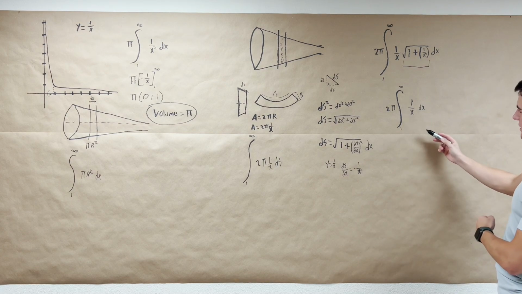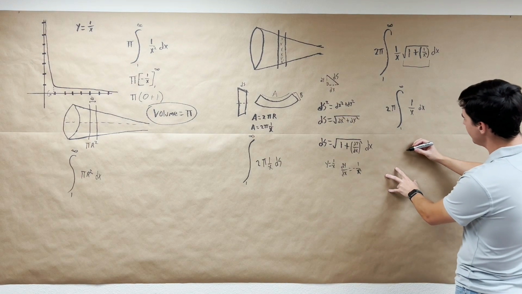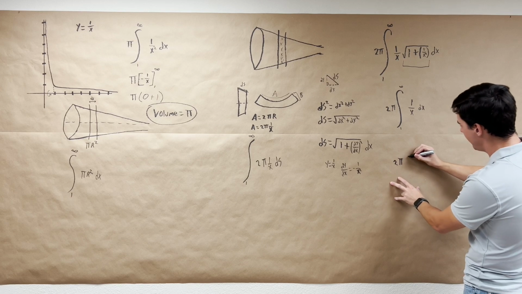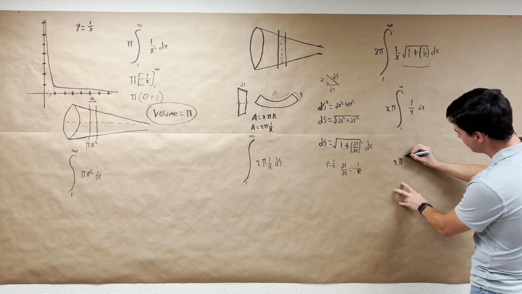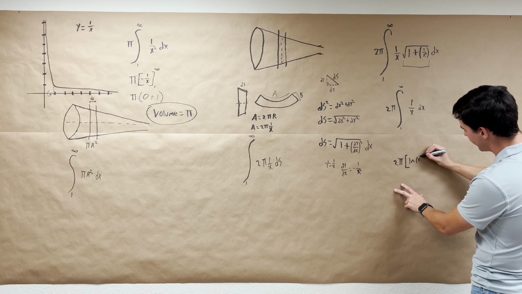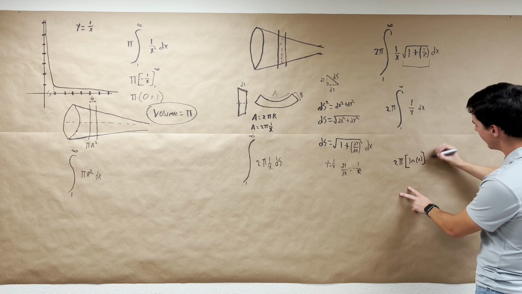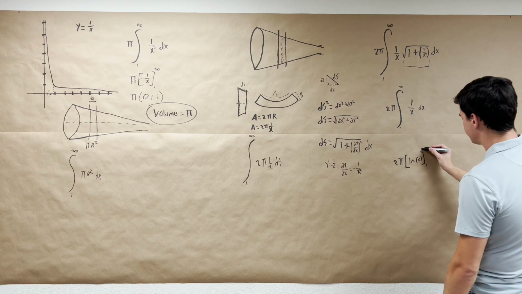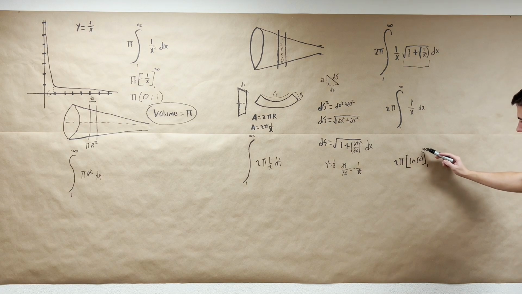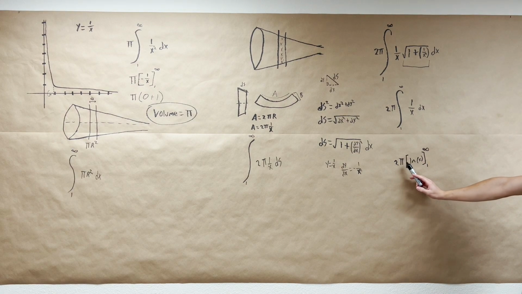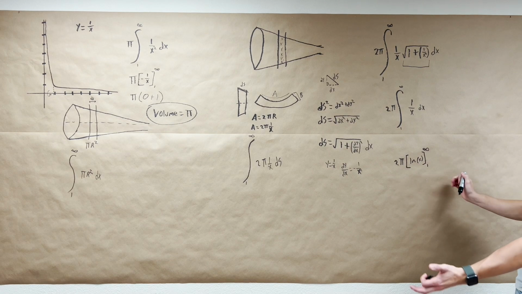When we evaluate this integral, we find that we get 2 pi times the natural log of x evaluated from 1 to infinity. Well, the natural log of infinity is infinity. Multiply 2 times 2 pi, still infinity.